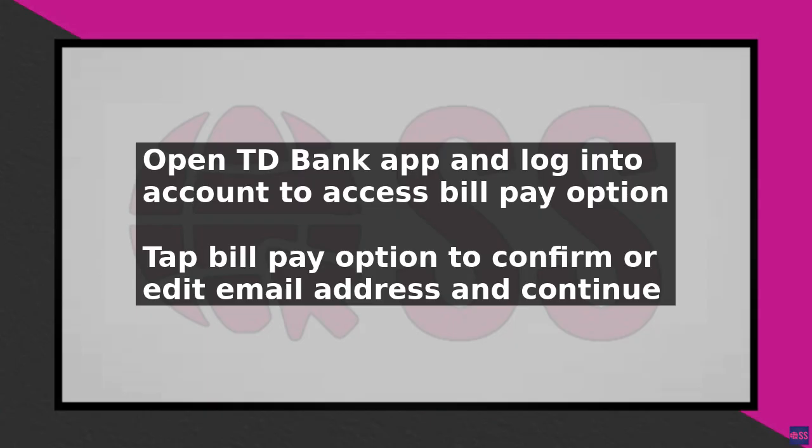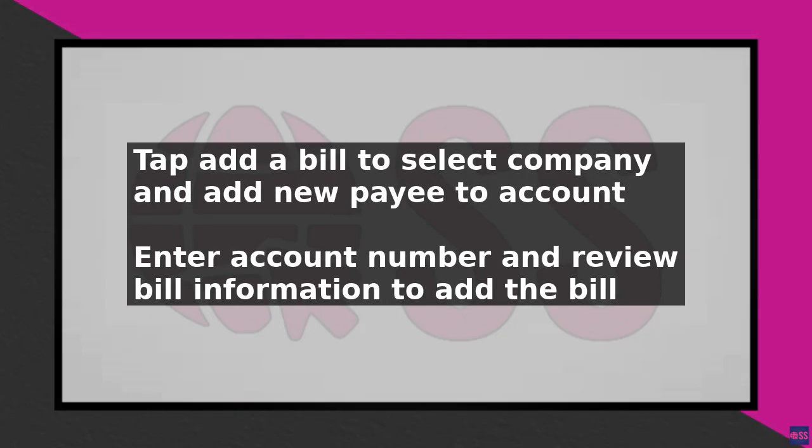This will take you to a page where you'll need to confirm or edit your email address and then tap Continue. Next, review the terms of use and accept them. Then tap Continue again. On the following page, tap Add a bill to add a new bill to your TD Bank account.